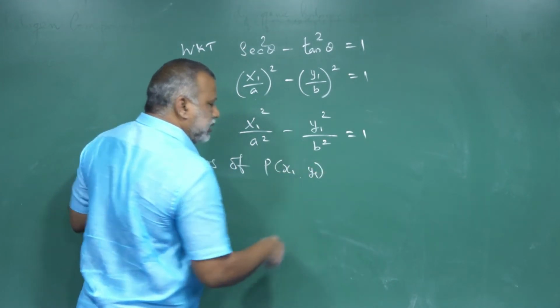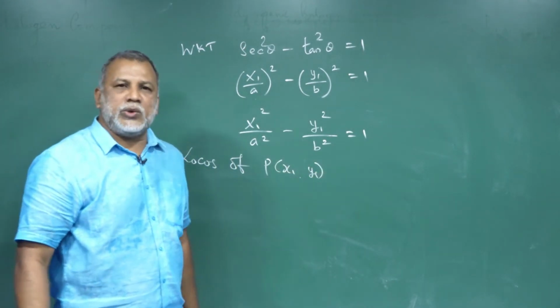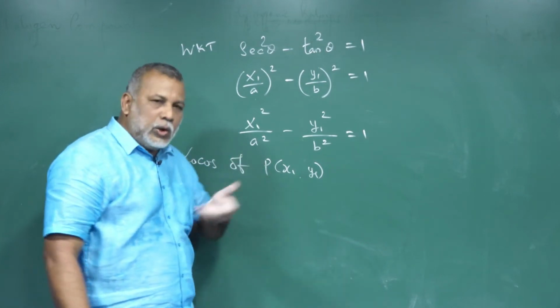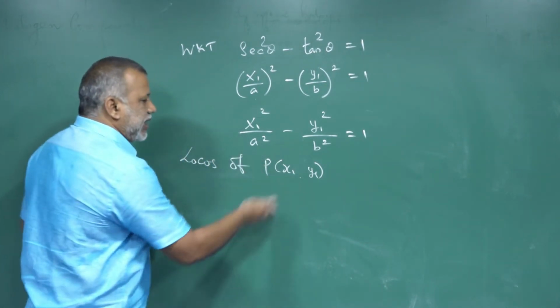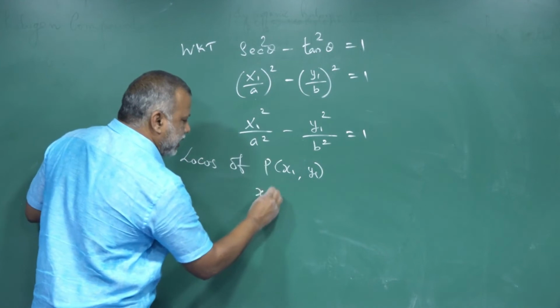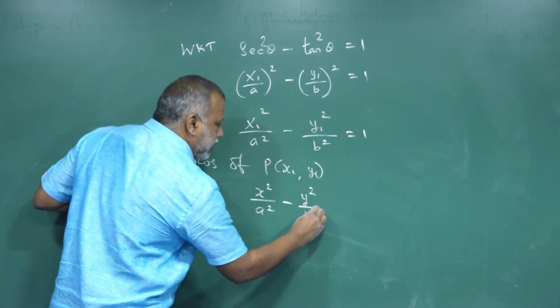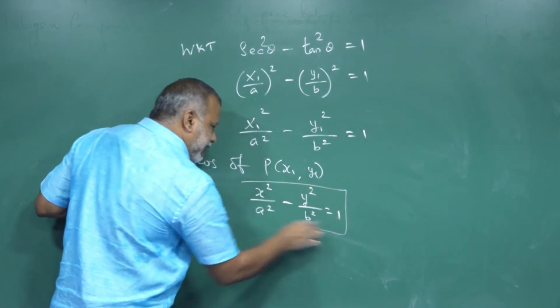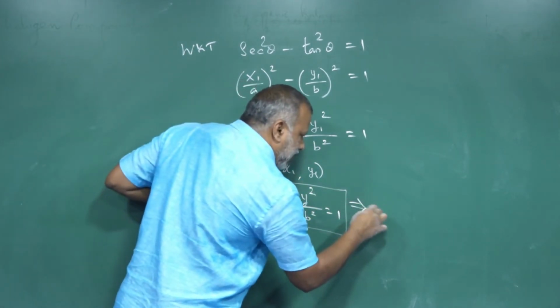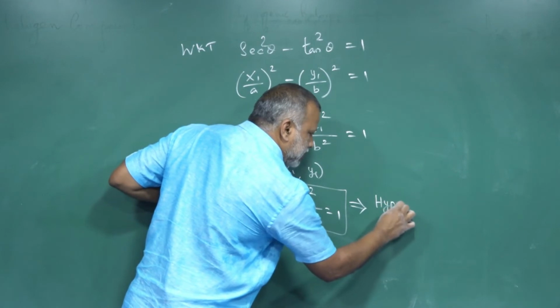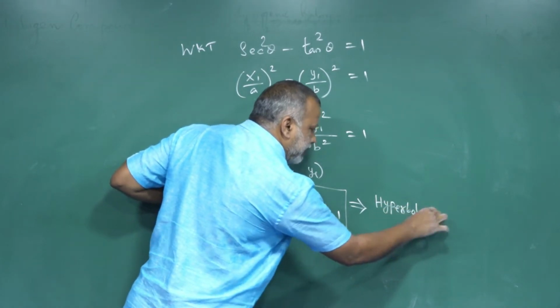x1 comma y1 is fixed, but locus means moving point. Therefore, x1 comma y1 must be replaced by x, y: x squared by a squared minus y squared by b squared equal to 1. It represents the equation of the hyperbola.